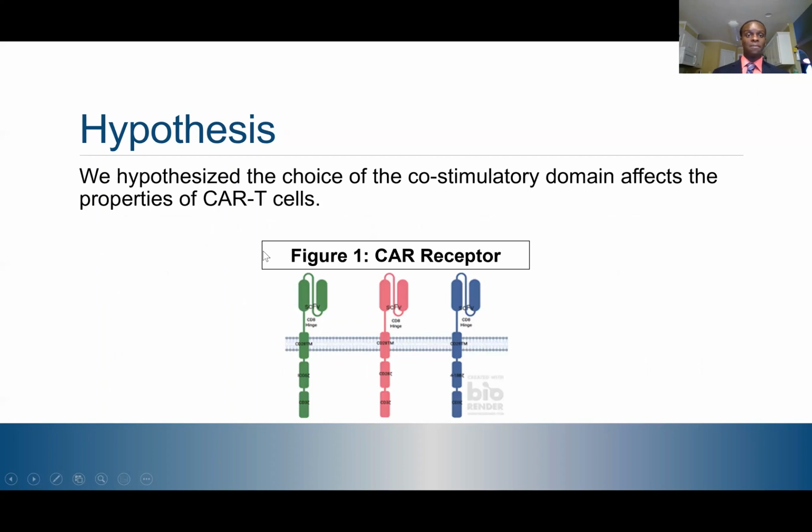For my hypothesis, I hypothesized that the choice of the costimulatory domain affects the properties of the CAR T cells. As you can see in figure 1, it shows an example of a CAR receptor. At the top, you have the single chain variable fragment, which is the part that recognizes the tumor cells or the GPC3 protein. You have a transmembrane component, which anchors the CAR receptors into the T cell. And then we have the different costimulatory domains, which is what I am testing. The costimulatory domains send signals to the T cells and can have different properties, such as affecting the viability and the functions of the T cells.